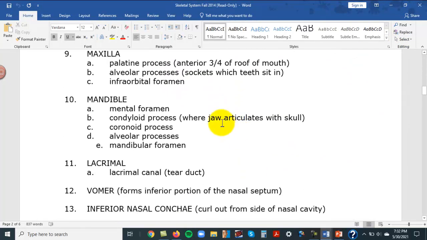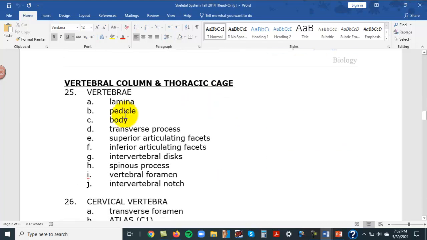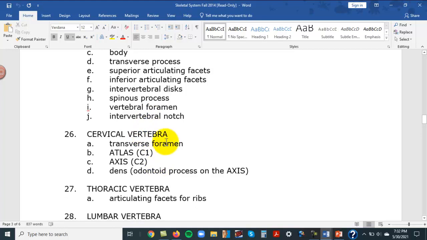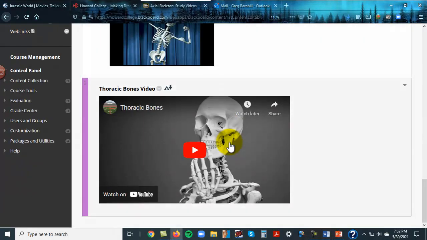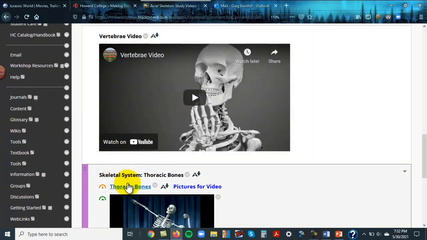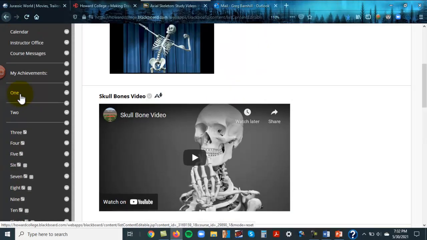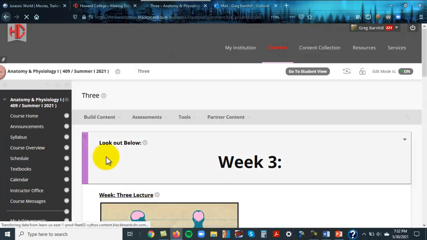And what you have to identify, like we were just looking at vertebrae. So here's your vertebrae list. Know all these things on there. Know what the atlas looks like. Know what the axis looks like. You know, all those things. Here's one for thoracic bones, which would be ribs, that kind of thing. All right. So that's the axial skeleton.